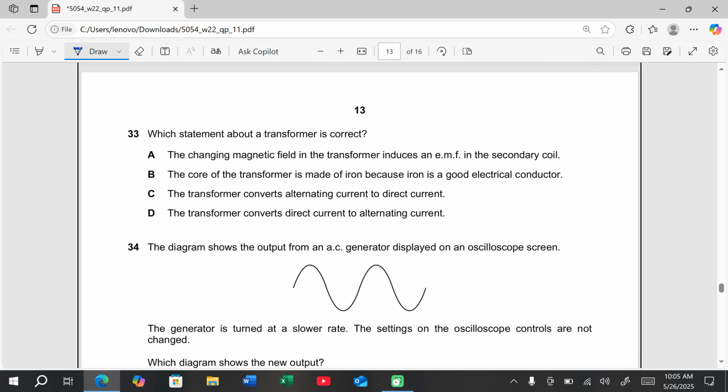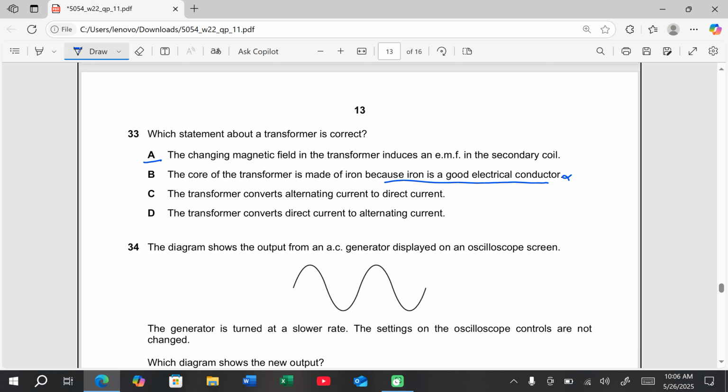Which statement about the transformer is correct? The changing magnetic field in the transformer induces an EMF in the secondary coil. Yes, it does. But let's see the other ones. The core of the transformer is made of iron because iron is a good electrical conductor. Yes, it is made of iron, but not due to being an electrical conductor. No.